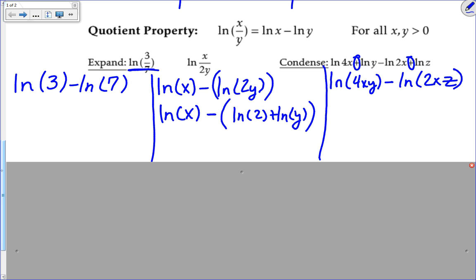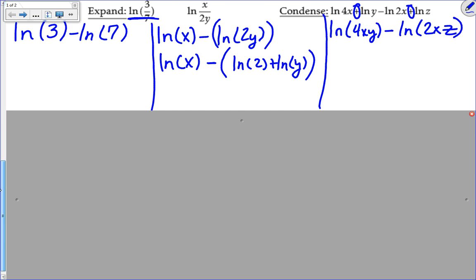So now we have this subtraction, right? What do we do with the subtraction? Subtraction means division. When we're combining, we're going to take the 4xy and divide by the 2xz. So now I'm going to ask you, can we take this and simplify it down at all?